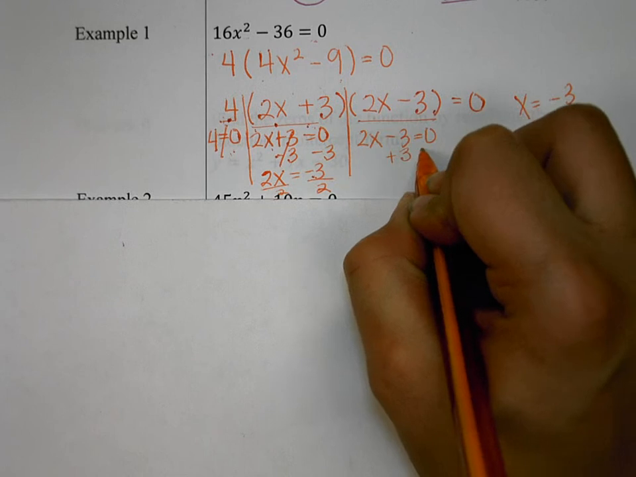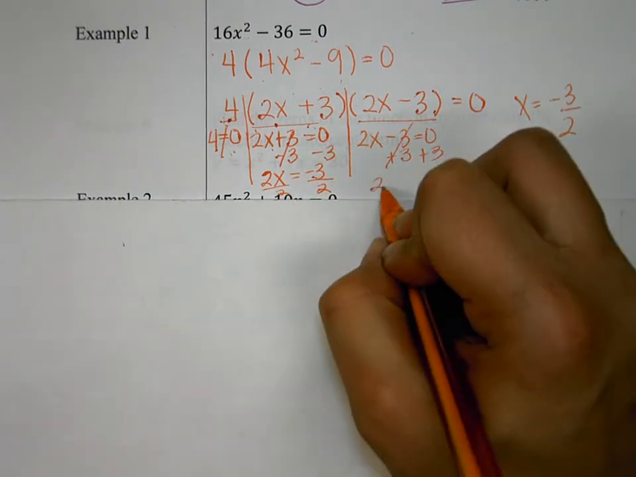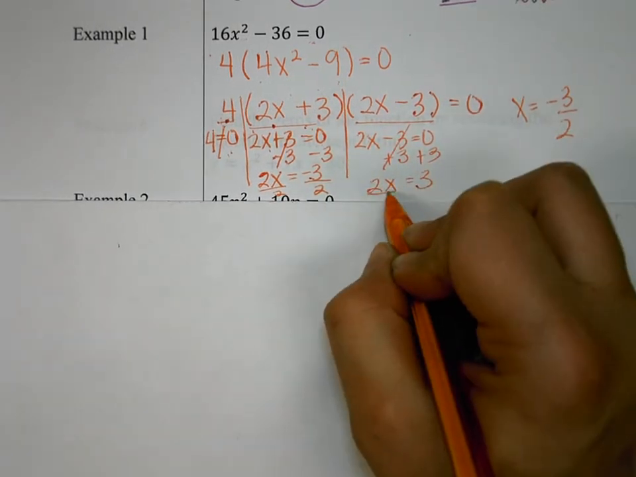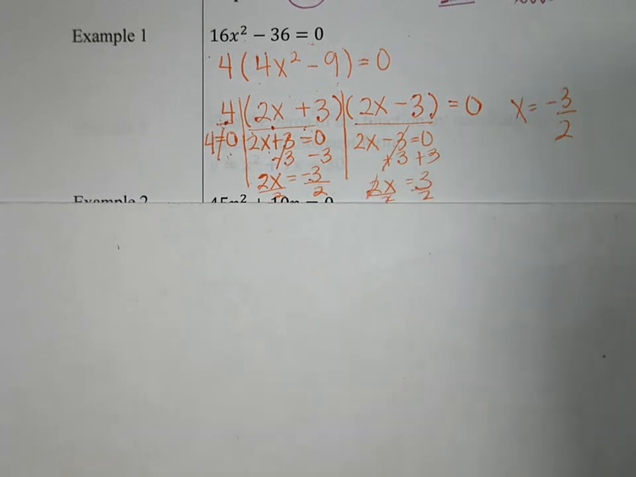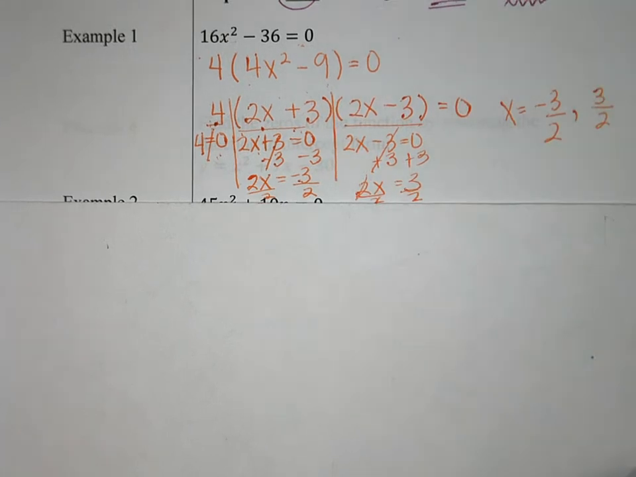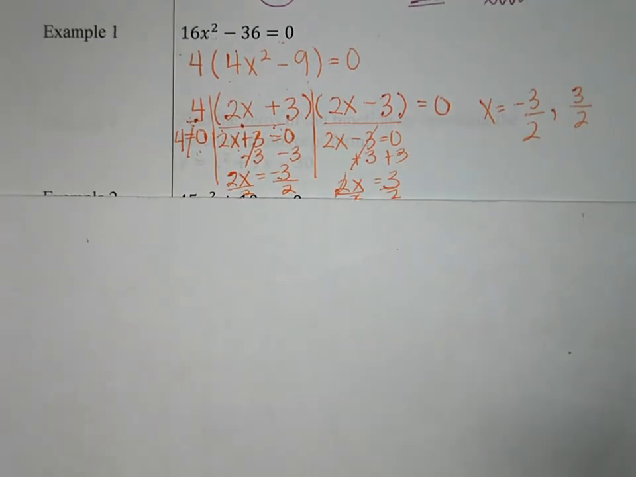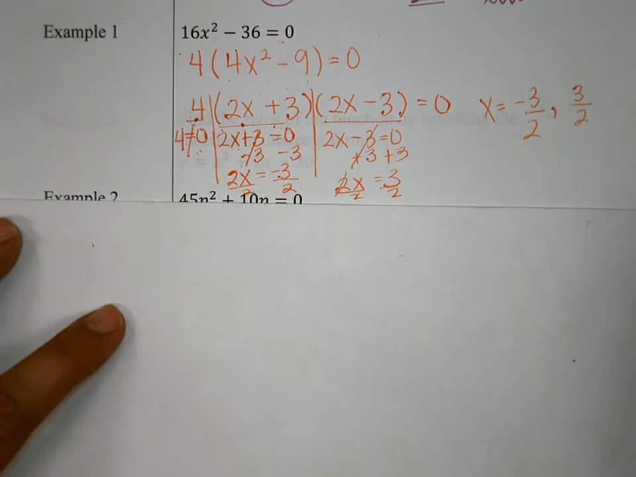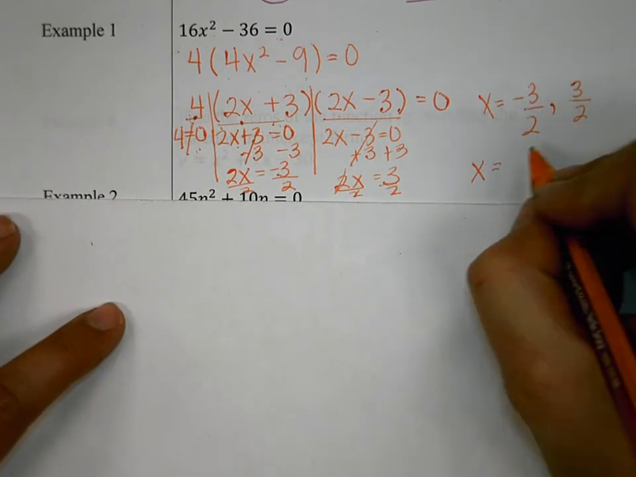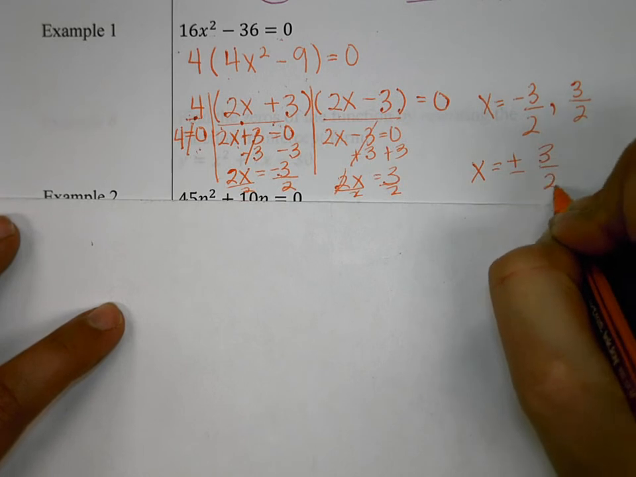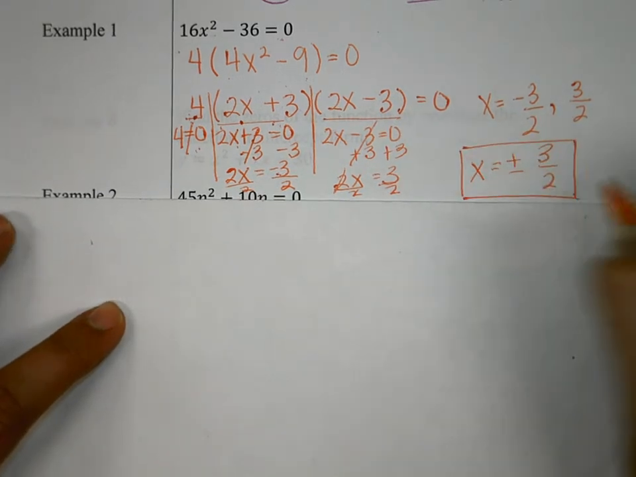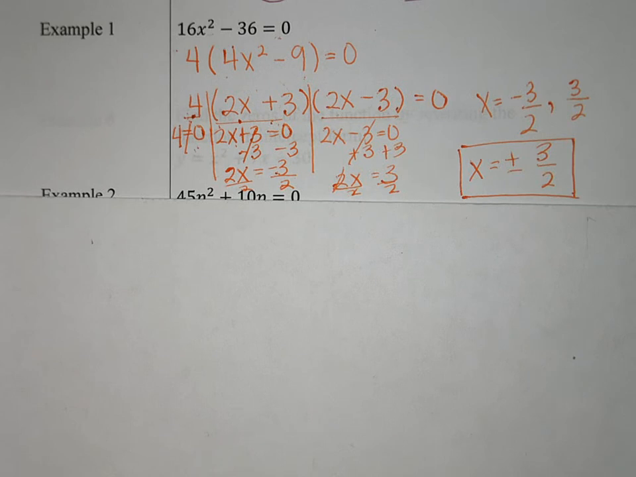So I add 3 to both sides, and I'm going to get 2x equals 3. So divide both sides by 2. And my other answer is x equals positive 3 over 2. So there is a way that I can rewrite this. Since I have negative 3 over 2 and positive 3 over 2, I can simplify that to x equals plus or minus 3 over 2. So I actually do have two answers here, positive 3 over 2 and negative 3 over 2.